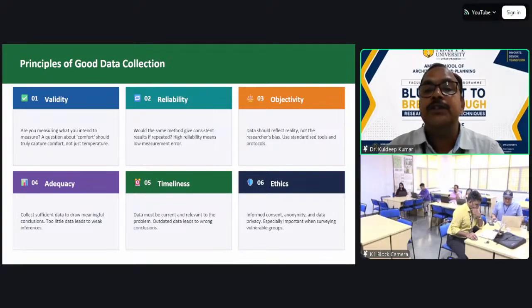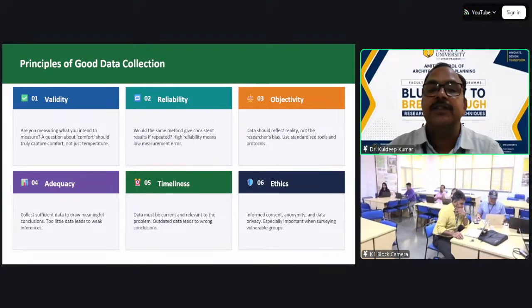Fourth is adequacy. We have talked about it. Collect enough data to draw meaningful conclusions, because a satisfaction survey with 8 respondents in a housing society of 500 families may not be adequate. There are statistical formulas that can be used to determine minimum sample sizes.